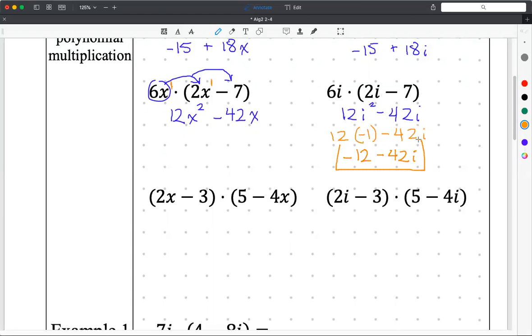And I'll box it because we did a bunch of work. So there's one additional step now. Whenever you see an I squared, you are not done. You need to turn that into -1, multiply it through, and simplify.